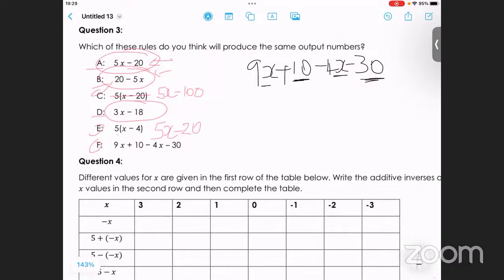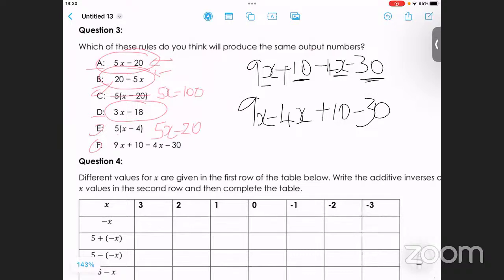For example, if you have 9x and minus 4x, you group them together, so it's more of 9 minus 4, and you remain with that letter. So it's 9x minus 4x, and plus 10 minus 30. Are we all together? Yes. So I just brought the like terms closer to each other.